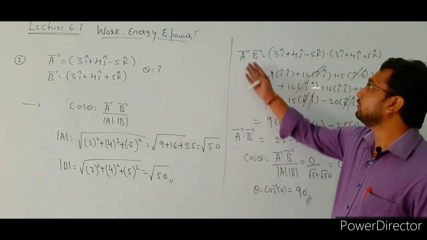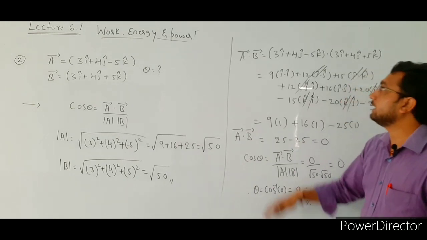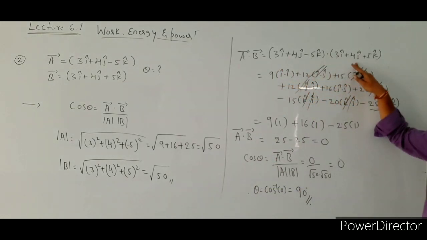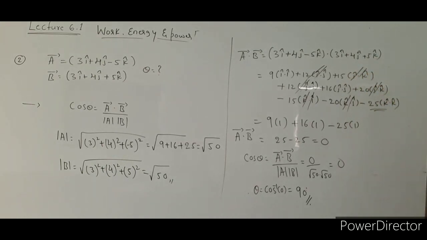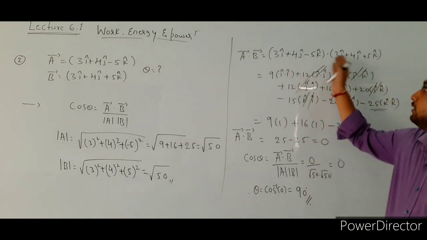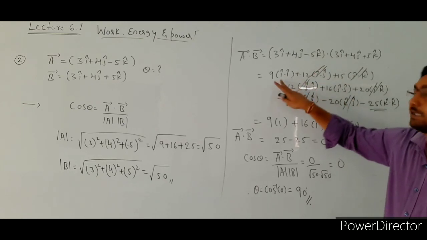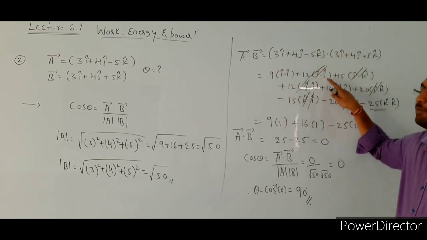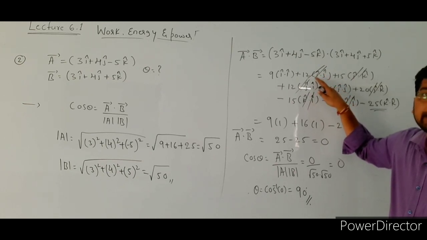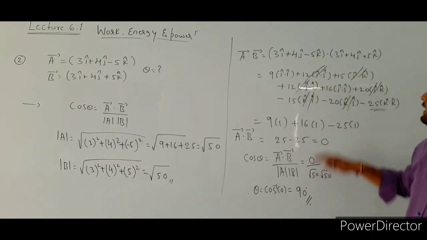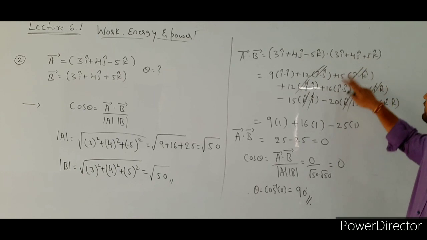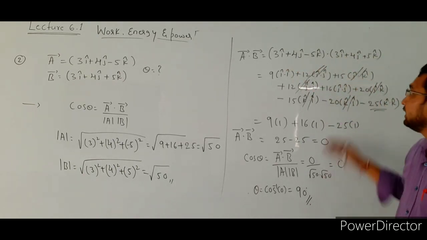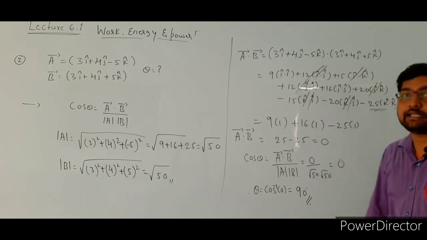After that we are going to find out A dot B. In this case, 3i cap plus 4j cap minus 5k cap dot 3i cap plus 4j cap plus 5k cap. First multiply 3 into 3, that is 9, i cap dot i cap, plus 3 into 4, that is 12, i cap dot j cap. Here i cap dot j cap value is 0. The next one, 3 into 5, 15, i cap dot k cap, its value is also 0 because the angle between these two unit vectors is 90 degree.